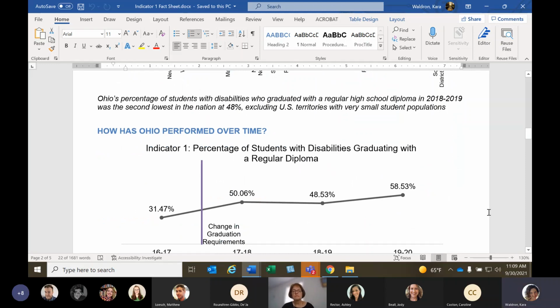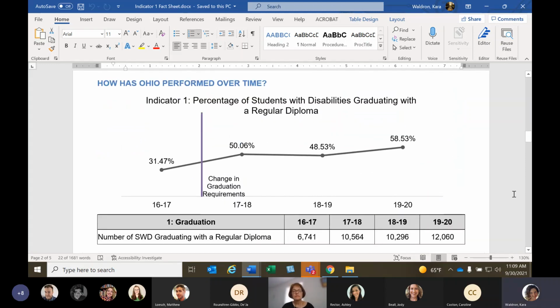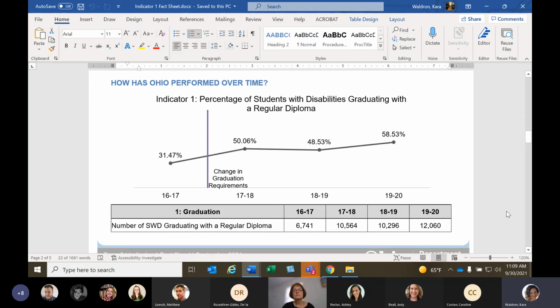So now that we have our data relative to other states in mind, let's take a look at our data over the last 4 years. So this is where those changing graduation requirements definitely come into play. I'm just going to zoom out just a tad so we can see a little bit more on the screen.